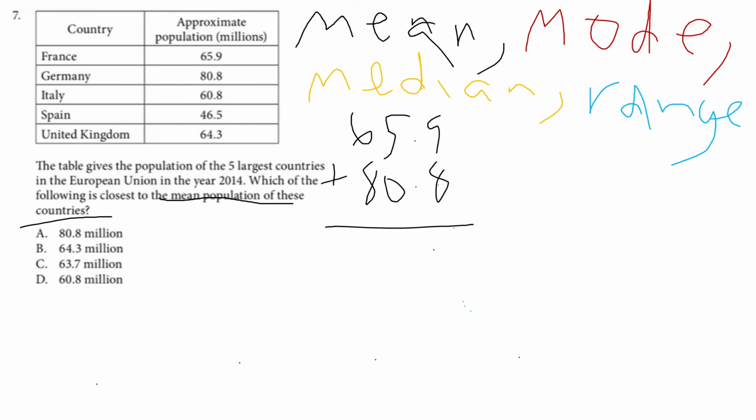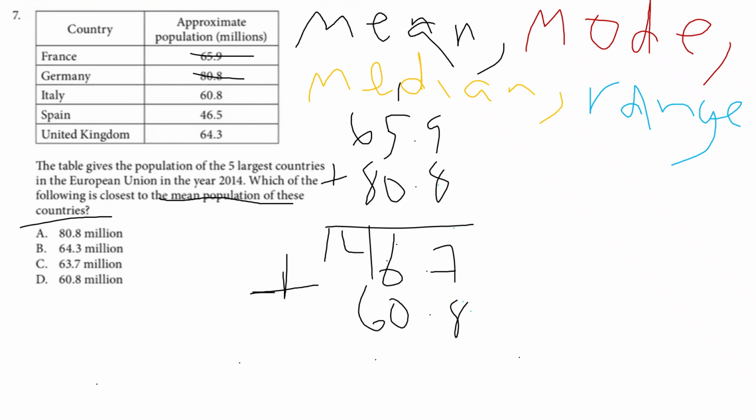80.8, that's 17, 6, 14. So we got rid of those two numbers, plus 60.8, 15, carry the 1, that's 7, 10, carry the 1, that's 2. All right, so we're at 207.5.